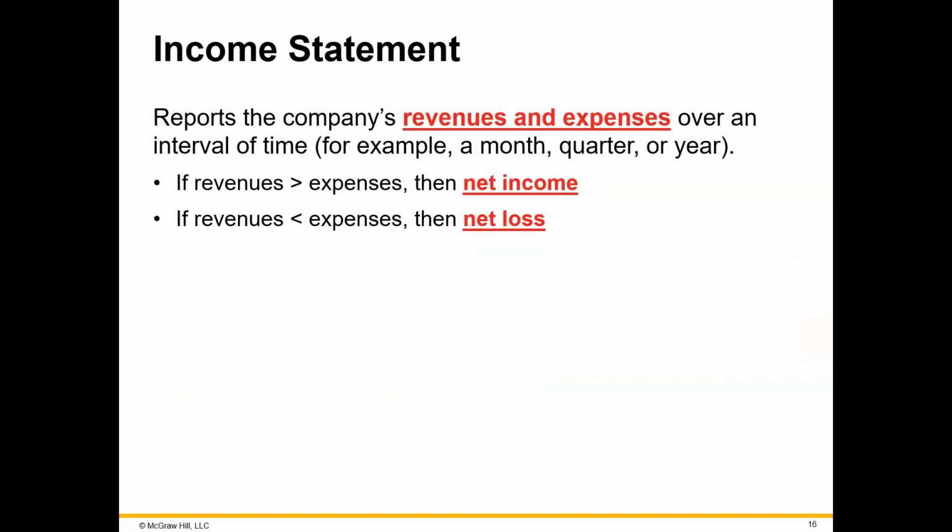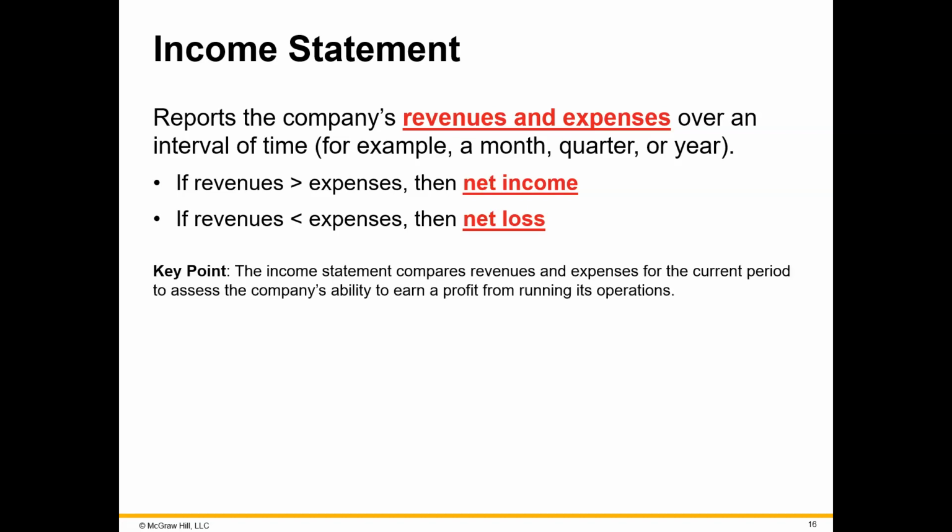So the income statement. The income statement reports the company's revenues and expenses over an interval of time. So for example, a month, quarter, a year, we've talked about this. This is going to go that entire time, right? So if revenues are greater than expenses, then you have your net income. If your revenues are less than expenses, you've got a net loss. Okay. So the income statement compares revenues and expenses for the current period to assess the company's ability to earn a profit from running its operations.